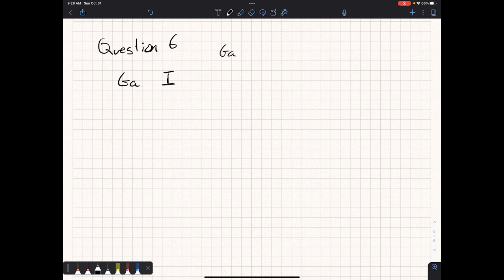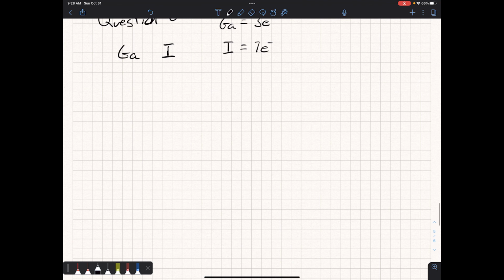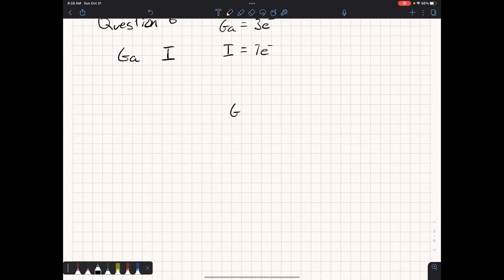So let's write gallium down. And let's actually just write the number of valence electrons that gallium has, which is going to be 3, because it's in column 3A on the periodic table. And iodine is going to have 7 valence electrons because of where it is on the periodic table. So if we write gallium, and remember, because of Hund's rule, we put these electrons on our atom one at a time. We don't pair them up first. We'll pair them up afterwards. And then we can write iodine in a similar way.